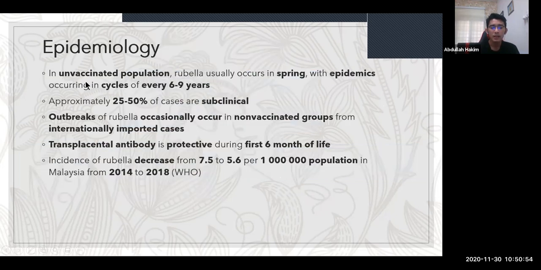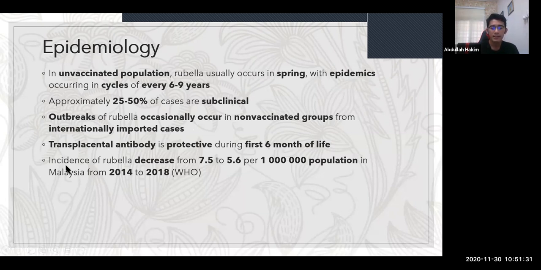So the epidemiology, in unvaccinated population, rubella usually occurs in spring with epidemics occurring in cycles of every 6 to 9 years. Approximately, there is 25 to 50% cases are subclinical. The outbreaks occasionally occur in non-vaccinated groups from internationally imported case. The transplacental antibody is protective during first 6 months of life. So if the mother is protected against the rubella, so the child may be protected too.